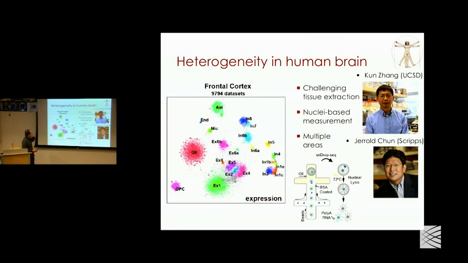So a little bit less data, 9,000 cells. We don't pick up all of the subpopulations here. Some of them probably due to sensitivity. Others seem to be lacking, some of the excitatory subpopulations.